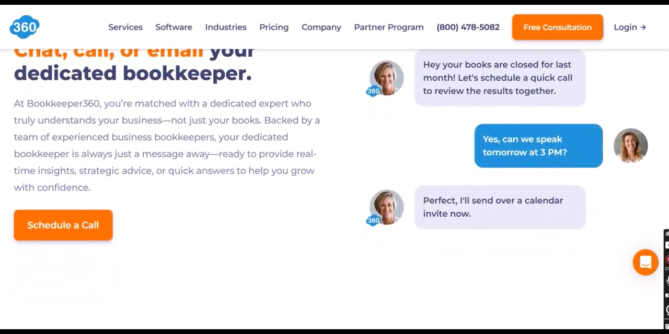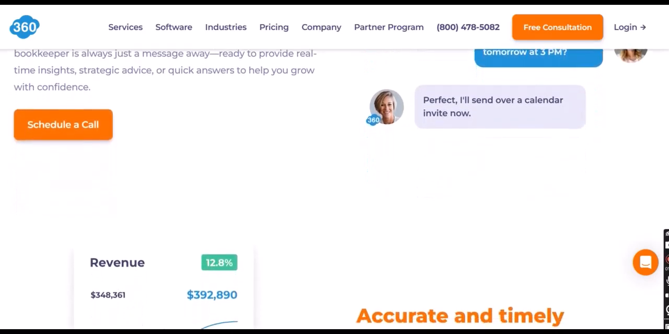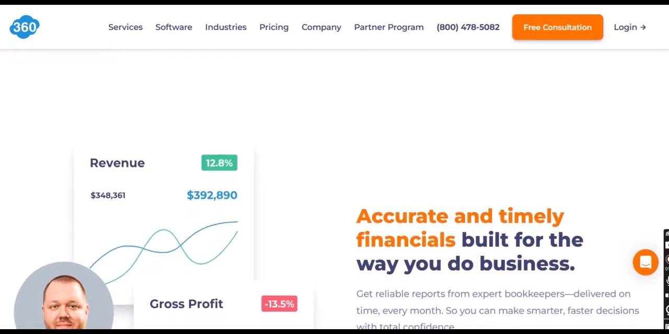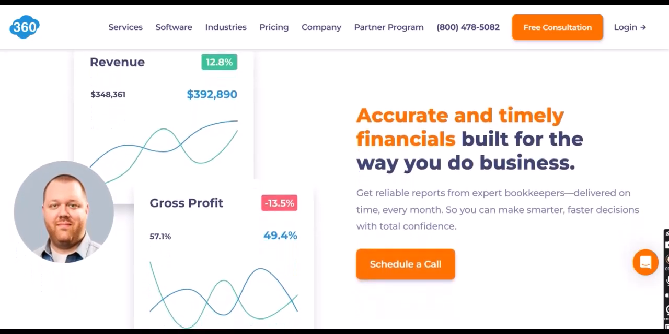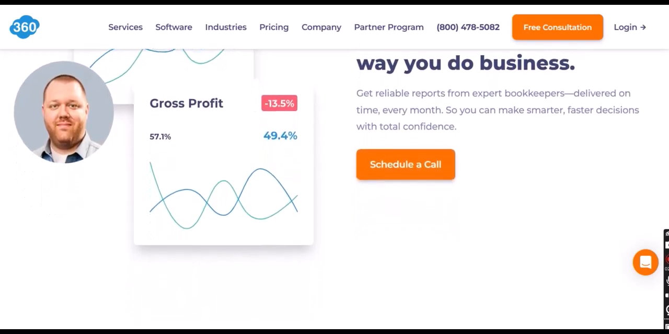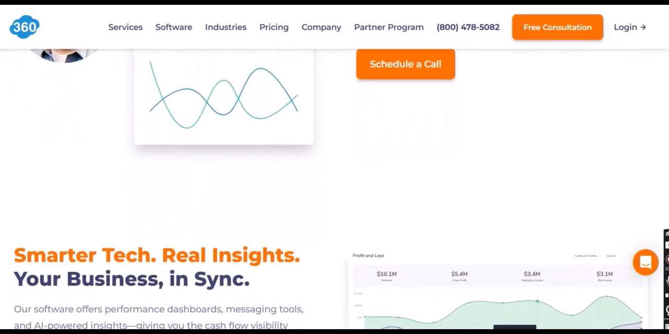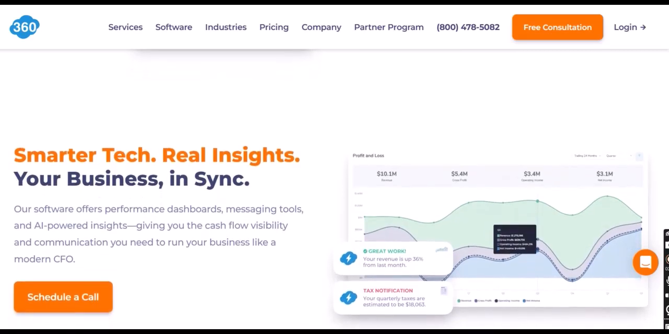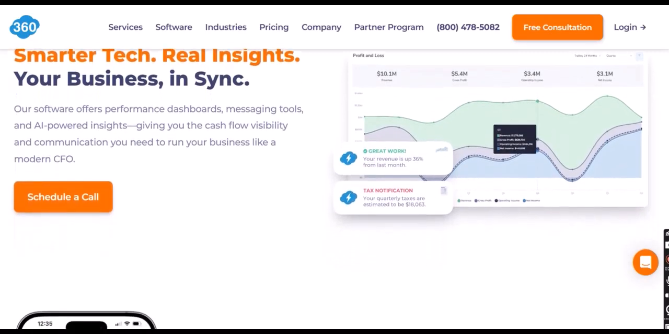The core components of Bookkeeper 360. To understand what Bookkeeper 360 does, we need to look at its main offerings: cloud-based bookkeeping and accounting, daily transaction reconciliation. They link to your bank accounts and credit cards, ensuring all transactions are categorized correctly and reconciled daily or weekly. This is the foundation of accurate financial records. Accounts payable/receivable management. They can help manage who you owe, bills, and who owes you, invoices, helping with cash flow management. Payroll integration. While Bookkeeper 360 itself isn't a payroll provider, it integrates with popular payroll services like Gusto, ADP, QuickBooks Payroll to ensure payroll expenses are accurately recorded in your books.